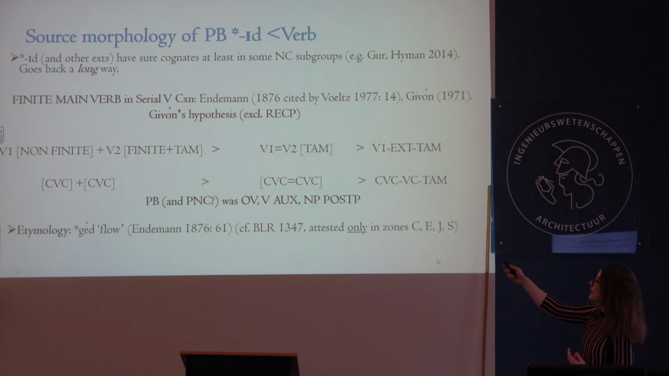And he also has an argument as to why it is that we got from CVC to the most common shape of Bantu verbal extensions, which is VC. So if we started out with Proto-Bantu verb stems that are mostly reconstructed as CVC, then we just posit the loss of one of the two consonants of the second verb, the verb cliticized to the first one, and then we end up with VC. So the only etymology that I'm aware of for this scenario was proposed by Ennemoser in 1867, Proto-Bantu get flow, but it is attested only in zones C, E, J, and S.